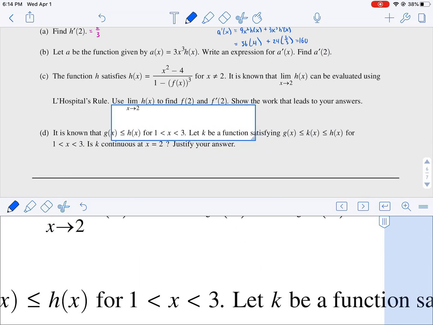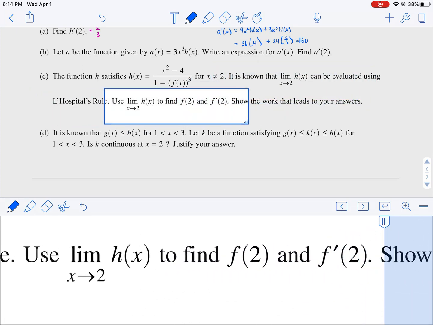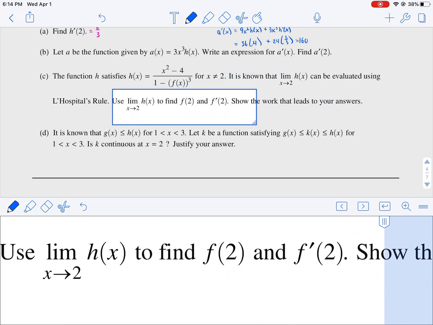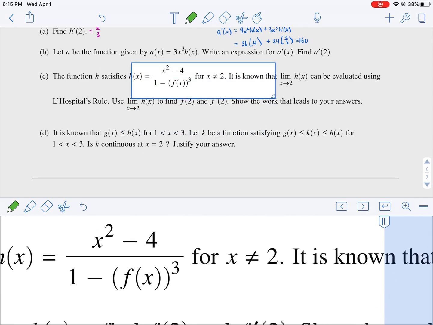All right, on part C, it says the function h satisfies h of x equal to that for x not equal to 2. It is known that the limit of h of x can be evaluated using L'Hopital's rule. So since L'Hopital's rule works here, then for us, it's either going to be an indeterminate form of 0 over 0 or infinity over infinity. Remember, there are other forms that do exist, but for our purposes in our course, we only do 0 over 0 or infinity over infinity.